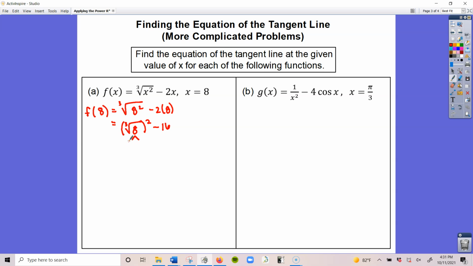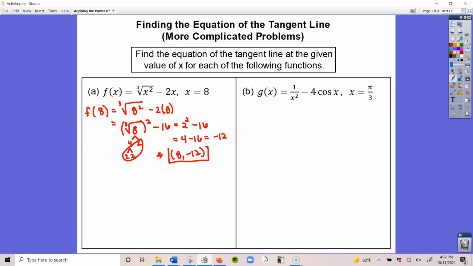And those 2 numbers would be 4 and 2. Then I can further break down the 4 as 2 and 2. And see here we have 3 identical numbers that multiply to give me 8. So the cube root of 8 is going to equal 2. Then I'm going to square it minus 16. 2 squared is 4, and 4 minus 16 is negative 12. So my point of tangency is (8, -12).